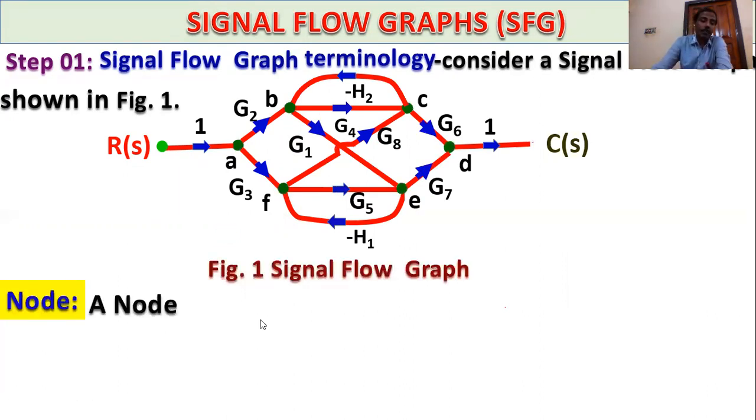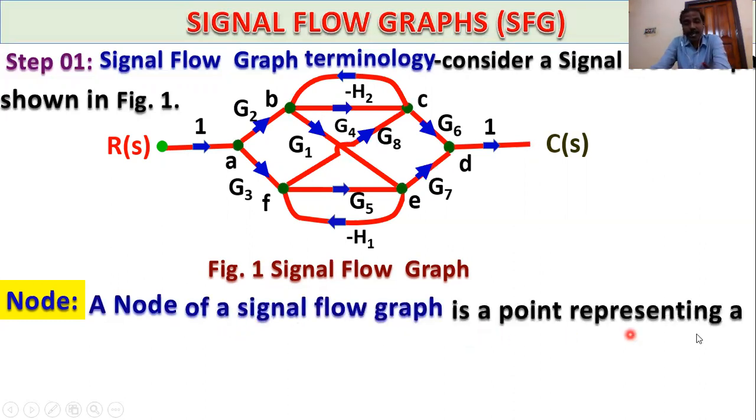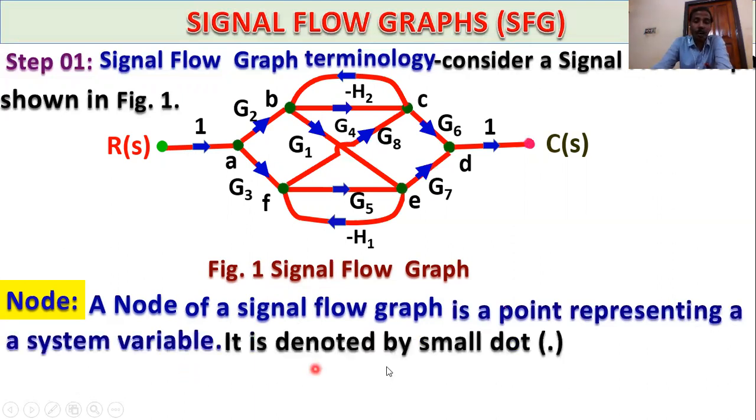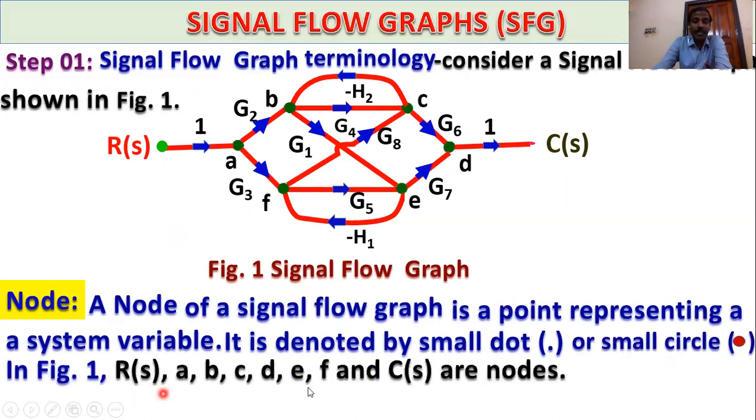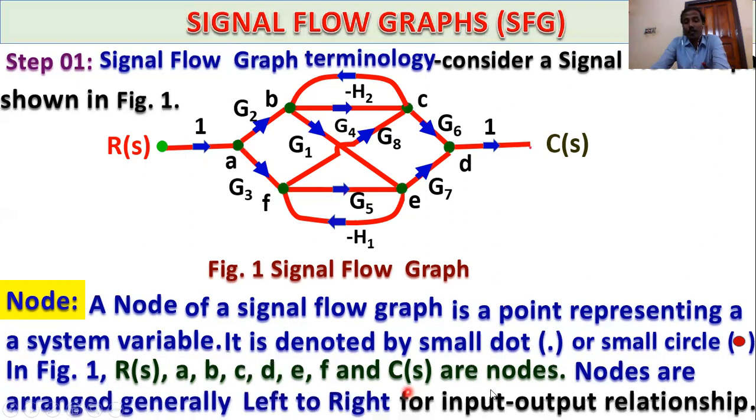Signal flow graphs example. So the definition: what is a node? A node of a signal flow graph is a point representing a system variable. It is denoted by a small dot or small circle. In figure 1, R(S), A, B, C, D, E, F, and C(S) are nodes. Nodes are arranged generally left to right for the input-output relationship. So this is the basic idea of nodes.